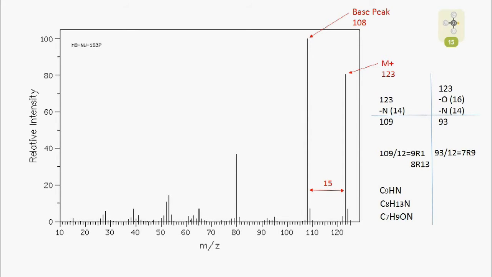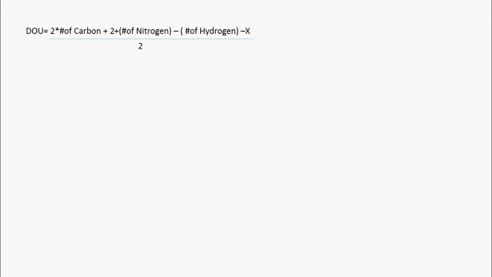The next step we can perform is calculating degrees of unsaturation. You do this with the formula 2 times the number of carbon plus 2 plus the number of nitrogen minus the hydrogens minus halogens, divided by 2. So we can start with our first one, C9HN, and calculate the degrees of unsaturation. That would be 18 plus 2 plus 1 minus 1 divided by 2, which is 10 degrees of unsaturation, which is very high, and also might not even be possible.